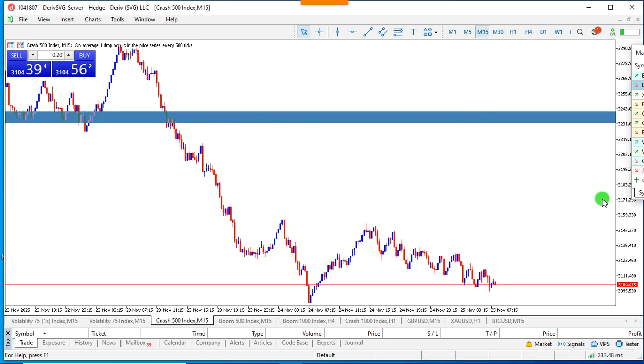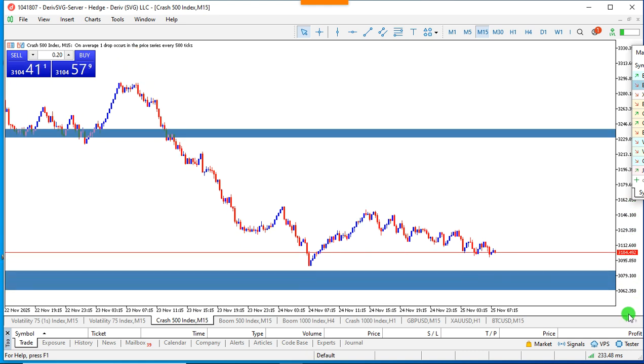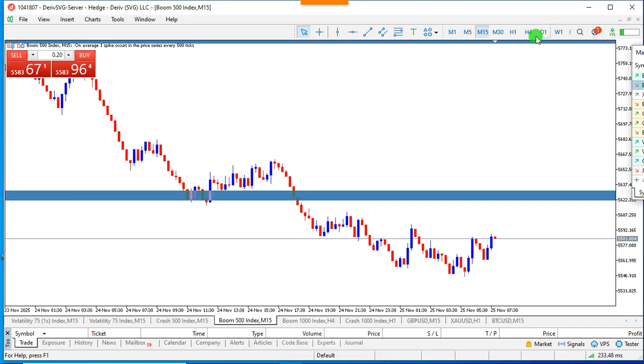But let me see on this. Just like I said, just wait. You just have to wait for a break below this, a retest, before you think of going short on that. So let's go to the next, which is going to be the boom 500.